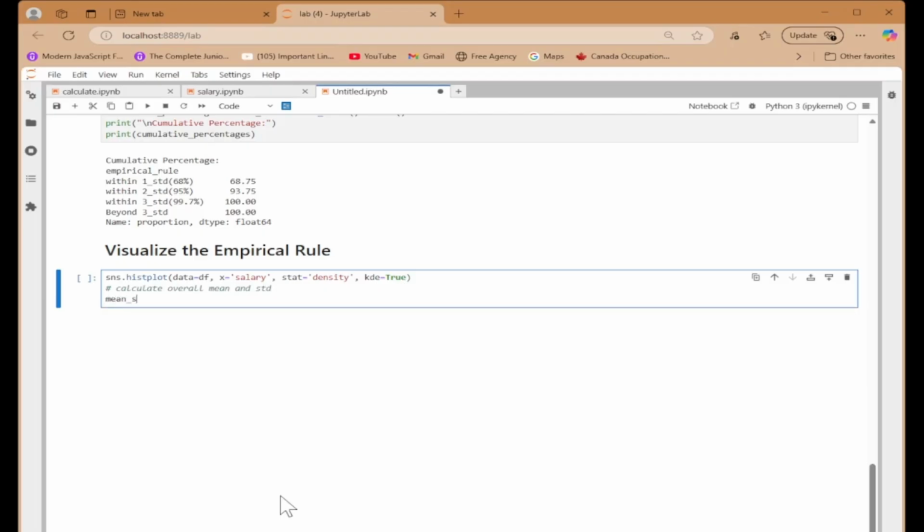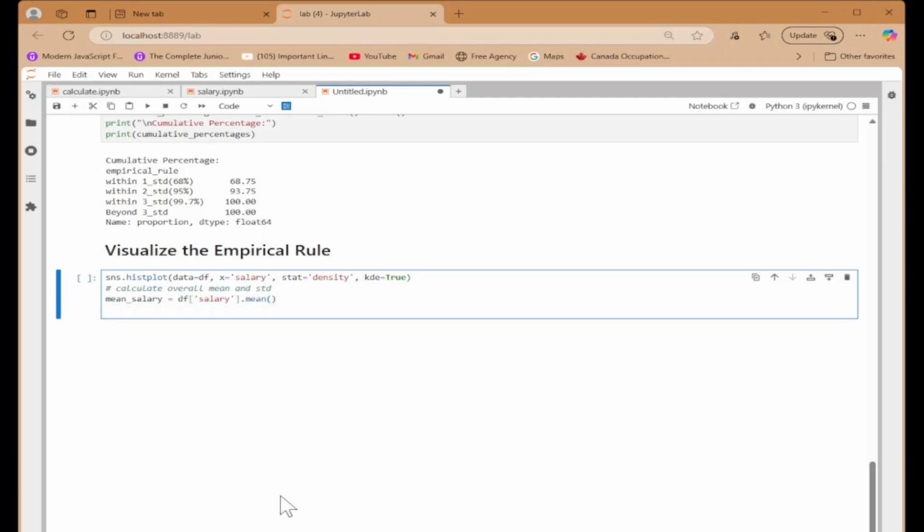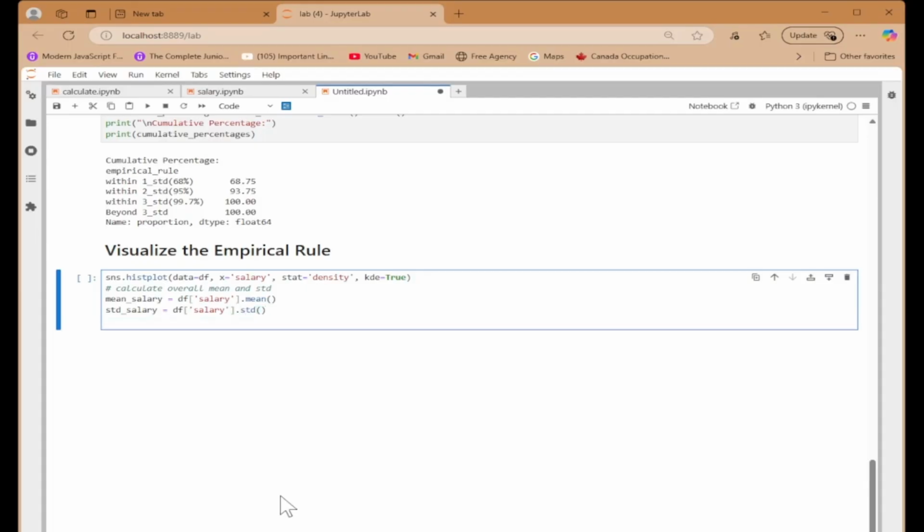Mean salary equals df, access the salary column, dot mean method. Similarly, standard deviation: std salary equals df, access the column, dot std. Okay, this will give us that. Now let's add vertical lines to show the mean and standard deviation.